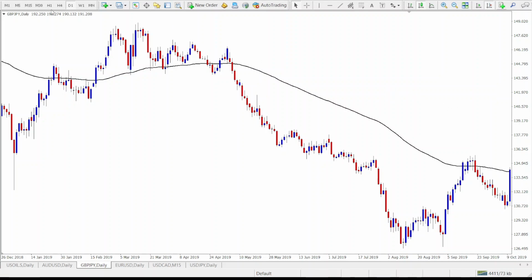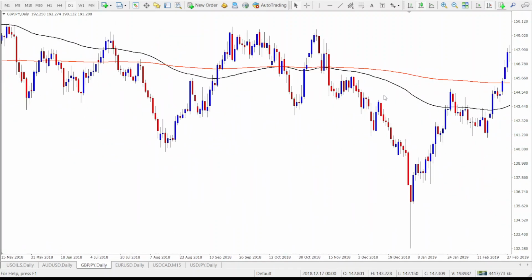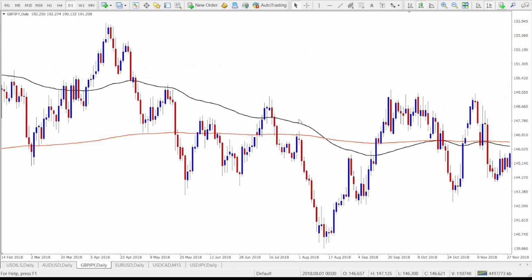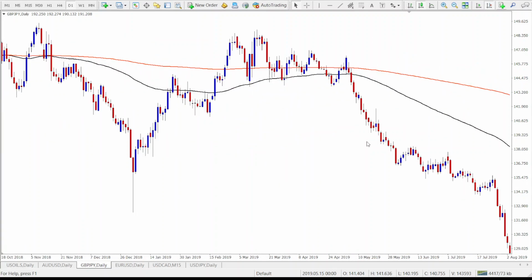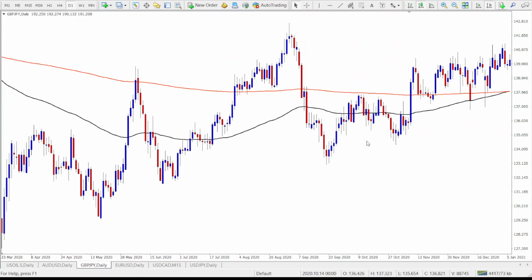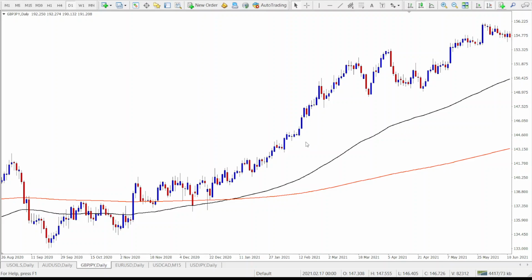Okay, in that case you have to add on another period. So in this case, let me add the 200 period smooth moving average. So when you have a crossover, for example, the smaller period crosses below the longer period, you have a sell signal, and when the smaller period crosses above the longer period, you have a buy signal. It's as easy as that.